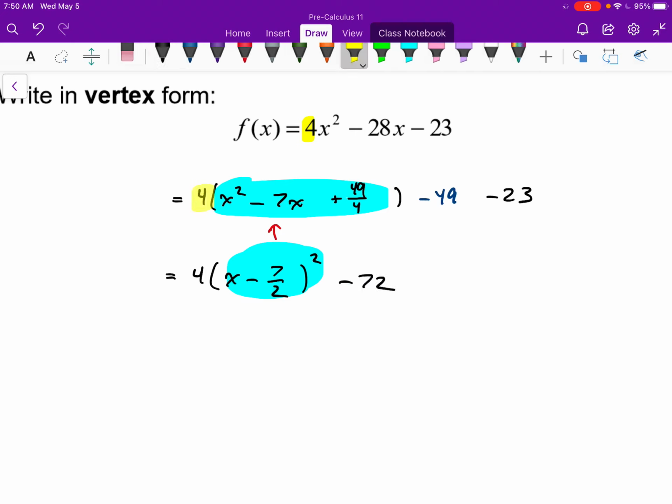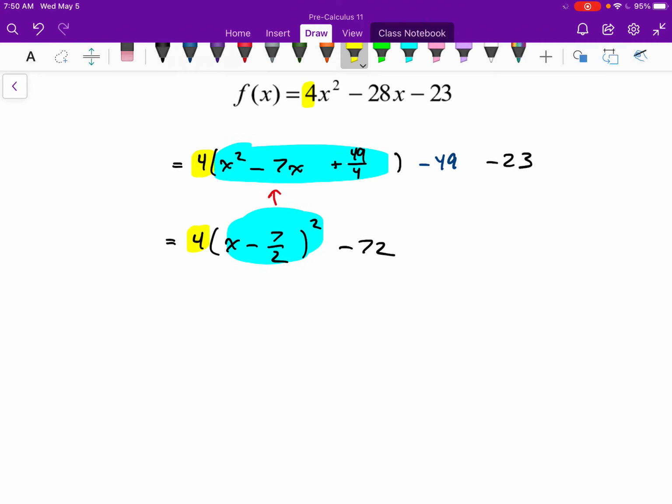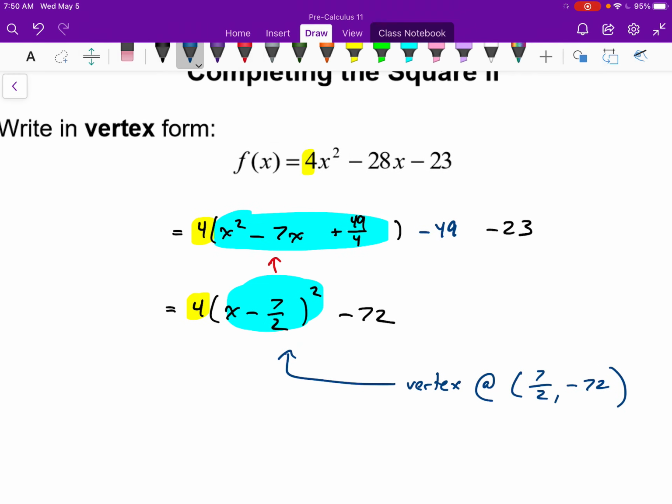And again, that vertical stretch I could see right from the start, but now I can see all the basics of this function. I can see it has a vertex at 7 over 2, or 3.5, and negative 72 on the y. I can see that it's opening up, because my a value is 4. I can see there's a vertical stretch by a scale factor of 4. And again, I can always see all those things once it's written in vertex form.